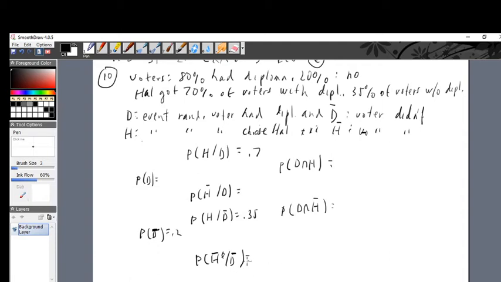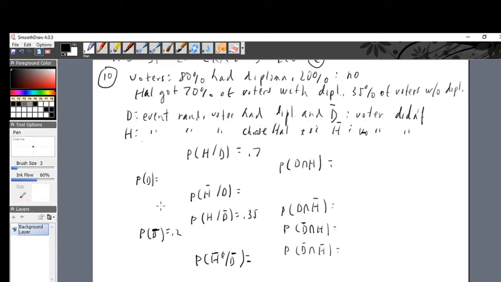Okay, so some of these are the opposite of each other. Two more things they want to know: the probability of not having a diploma and having voted for Hal, and the probability of not having a diploma and not voting for Hal. Okay, a lot of things they want to know.